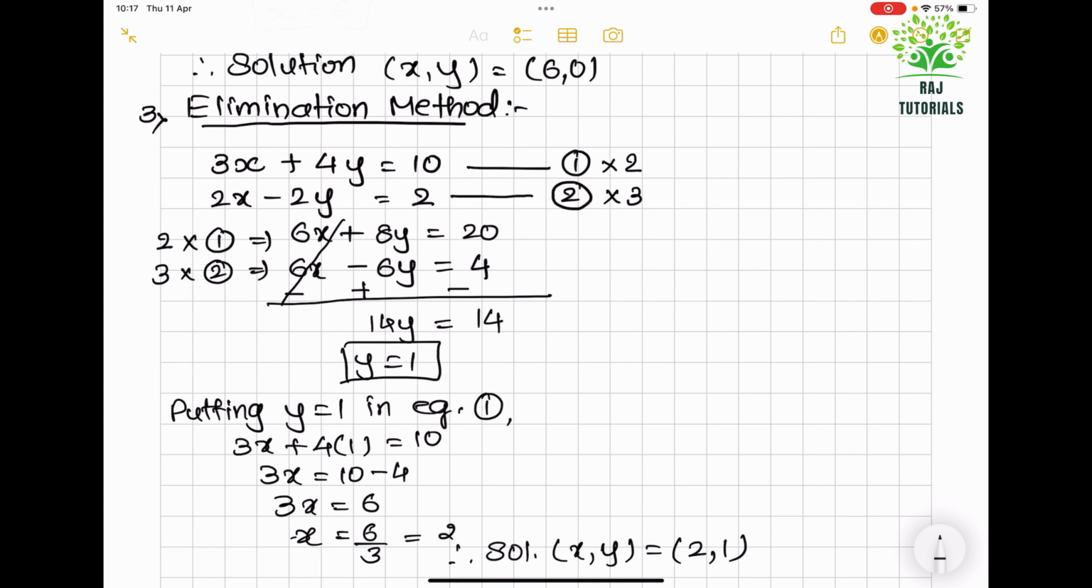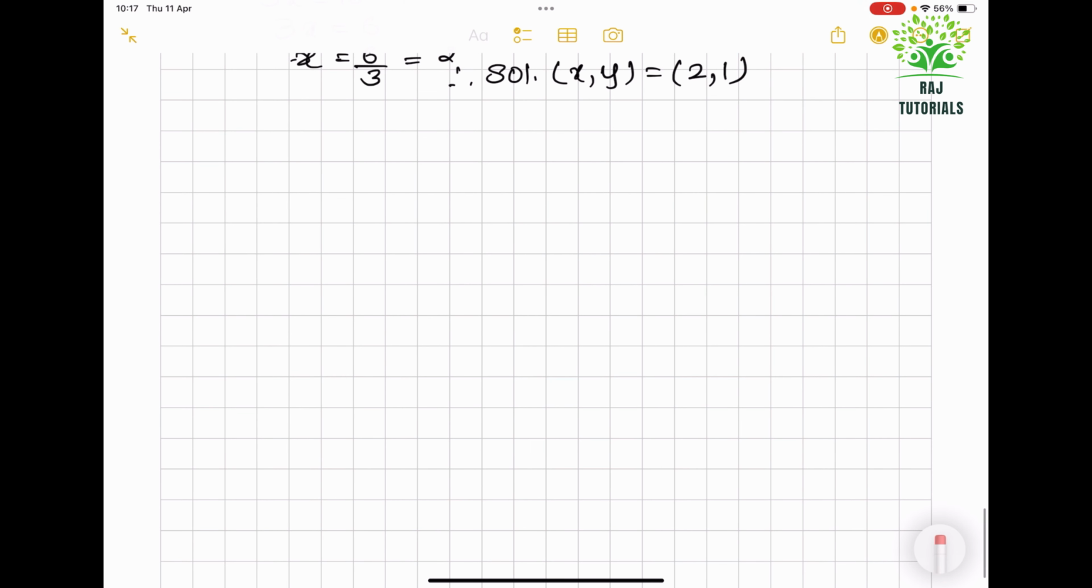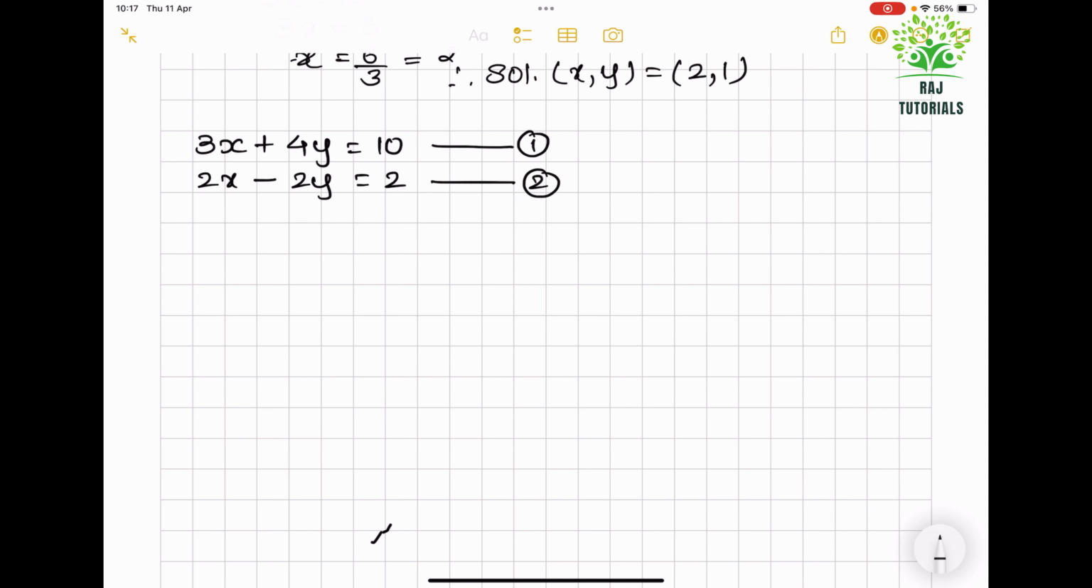Now I told you I will show you with two methods. So let us discuss the second method. Now again I am writing the same equations. See, 3x plus 4y equal to 10. This was my first equation, and my second equation was 2x minus 2y equal to 2. So this was my second equation. So now I am directly trying to solve them.